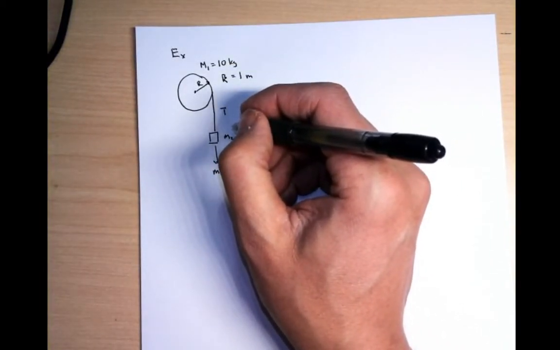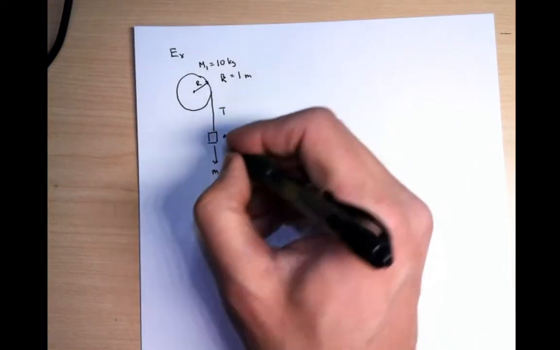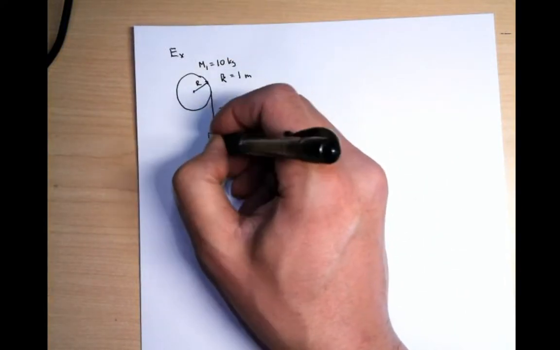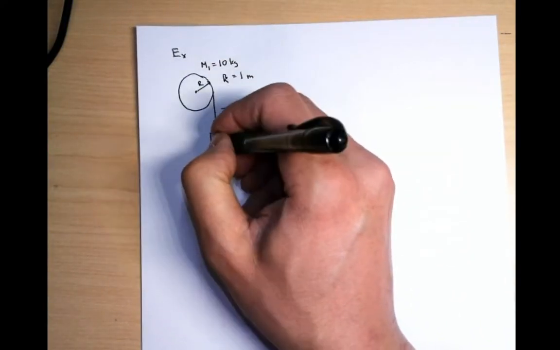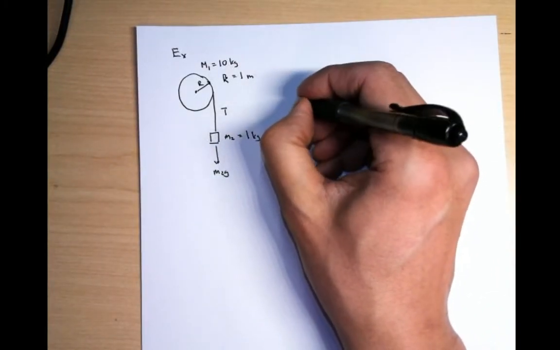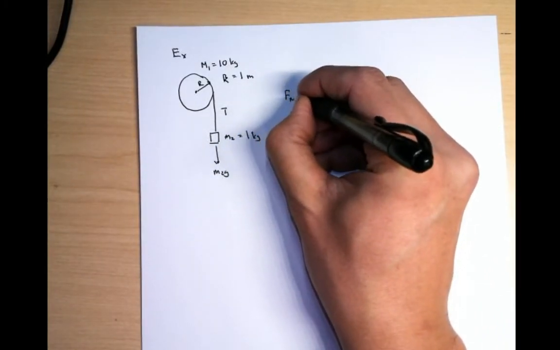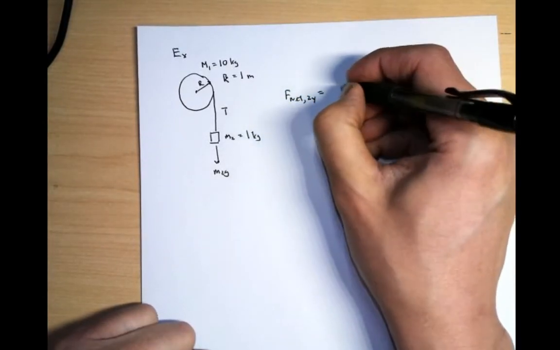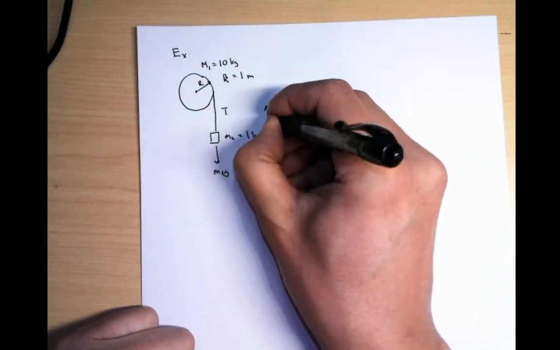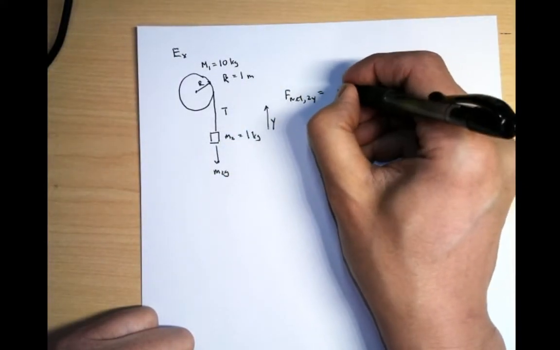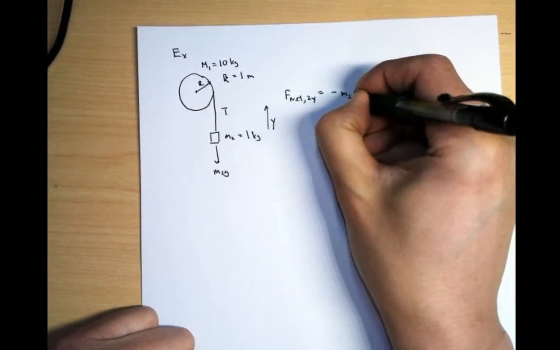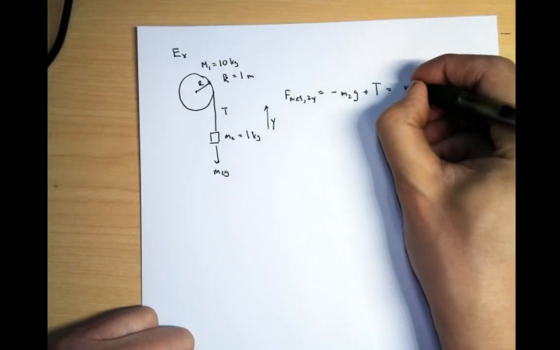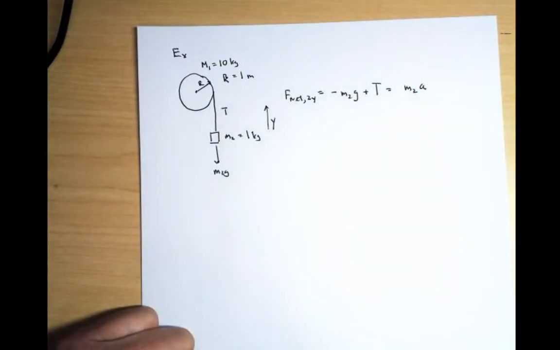All right, so the first thing I'm going to try to do is look at how this mass moves. You know what's going to happen, right? This is a string. This thing will start to unwind, spin out, and this thing will start to fall. So the net force on 2 in the y direction, let's choose y to be this way, is going to be minus m2g plus the tension, which is positive, equal to m2 times a, right? Now figure out what that is going to be.